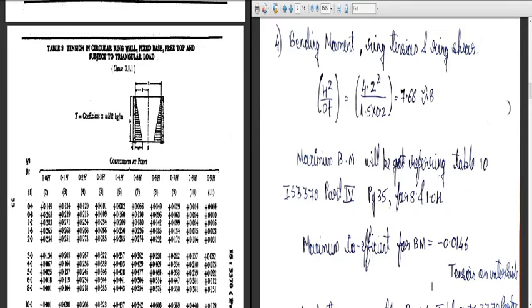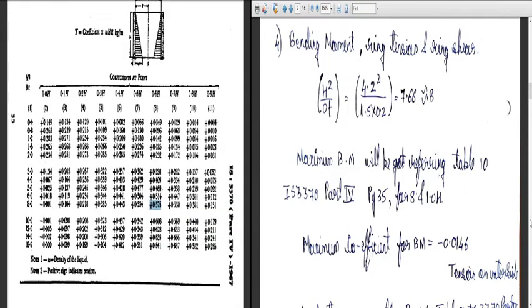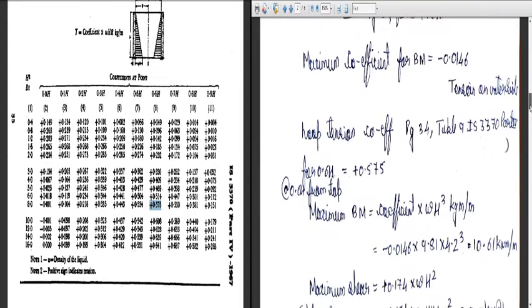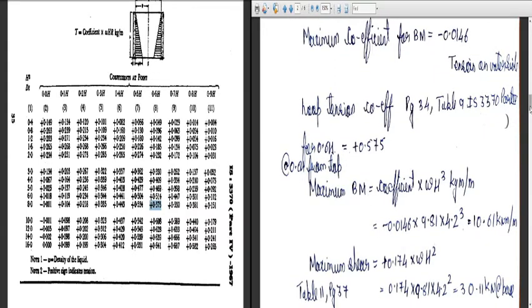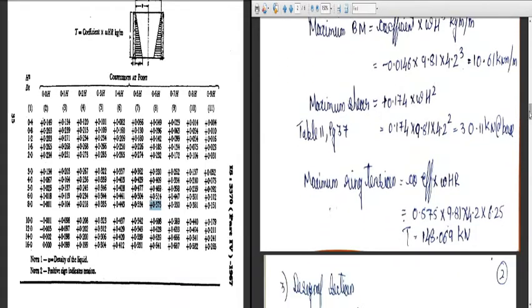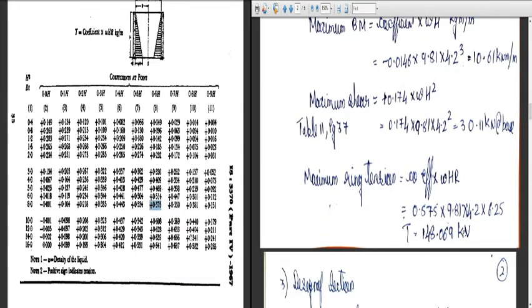The value worked out to be 0.575, and plus indicates it is tensile. Here you can see the positive sign indicates it is tension. So this value plus 0.575 was substituted here, and W is the density 9.81, H is the height of the wall, that is 4.2, and R is the radius. So we get the ring tension. I will just show it to you. The ring tension worked out to be 148.069 kilonewton.